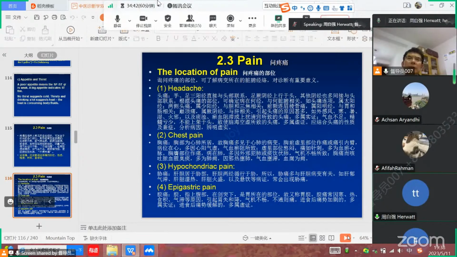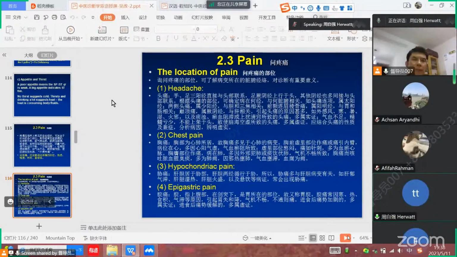Maybe we have to ask the patient whether he or she feels the pain after he or she takes food or not. If the pain happens after the patient takes food, then it is deficient. But if the pain happens before the patient takes food, it is excess. Yes, right. And is there any other factor regarding excess and deficient?